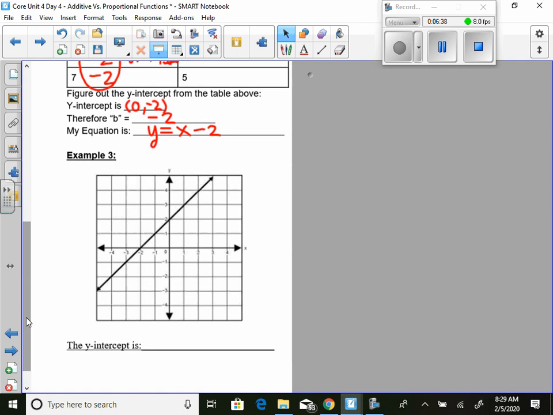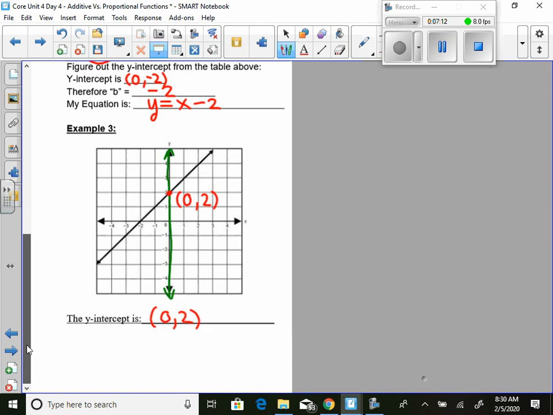Our final example is finding our equation and our y-intercept from a graph. So the first thing I want to look for is on my y-axis. Right here, my y-axis is going up and down, and I'm going to figure out where my line crosses. I see that it crosses right here at this point, and I know that the ordered pair for that point is (0, 2). So my y-intercept is (0, 2). And if I wanted to write an equation from that, I just have to take it the next step: y equals x plus 2.